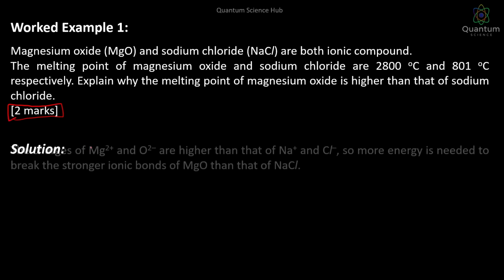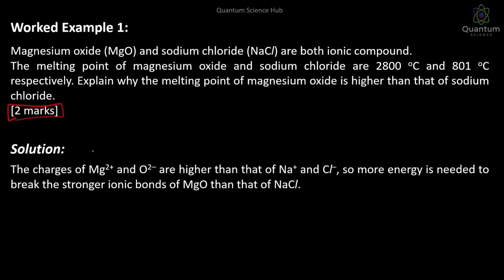So the solution to answer this question is you have to say the charges of Mg2+ and O2- are higher than that of Na+ and Cl-. By saying this only, you get 1 mark. And then since this is a 2 marks question, you have to say something else. So more energy is needed to break the stronger bond. MgO is stronger, right, than NaCl. So more energy is needed to break it. And by saying this, you get 2 marks.